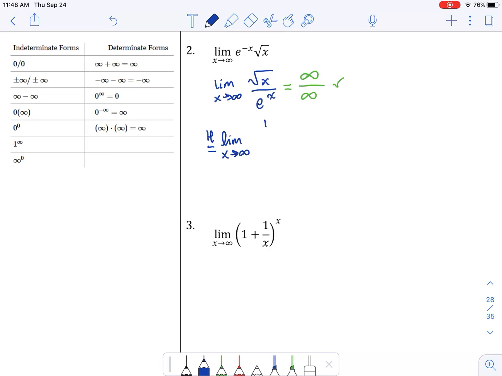So the derivative of root x is 1 over 2 root x, and the derivative of e to the x is e to the x. I'll use similar methods to simplify as we did in problem number 1, and we end up with 1 over 2 e to the x times root x. And if we plug in infinity for that, quote unquote plug in, you get 1 over infinity.